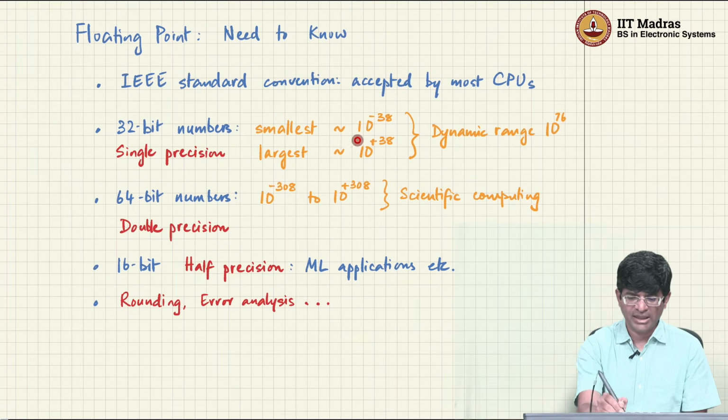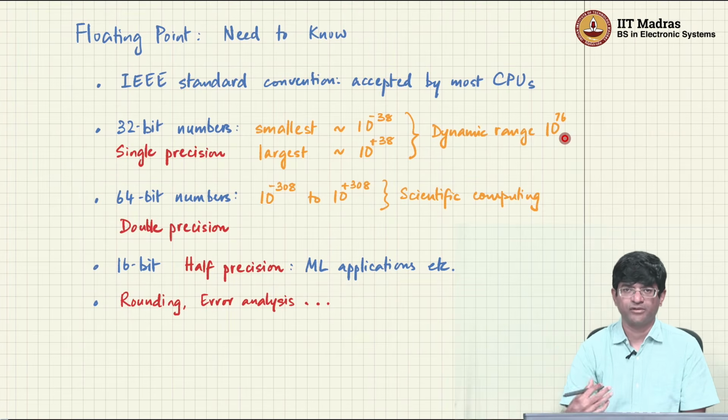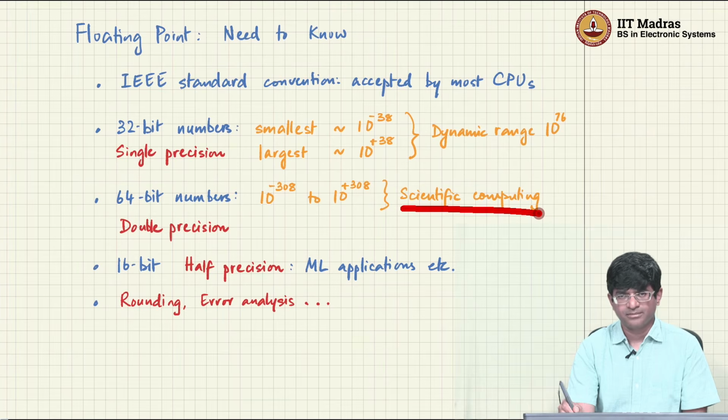This ratio between the largest and smallest is usually called the dynamic range. In this case, I have a dynamic range of 10 to the power of 76. The smallest positive value versus the largest positive value differ by that much in orders of magnitude, right? But even that is not good enough for certain types of scientific computing, right? Maybe climate simulations or some very specific kinds of computations.